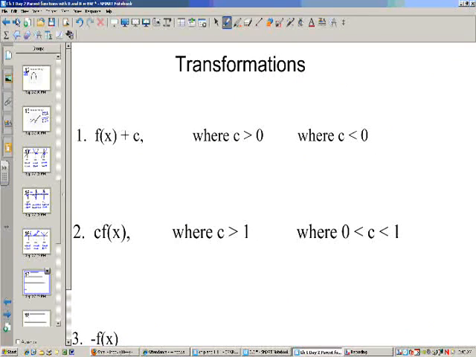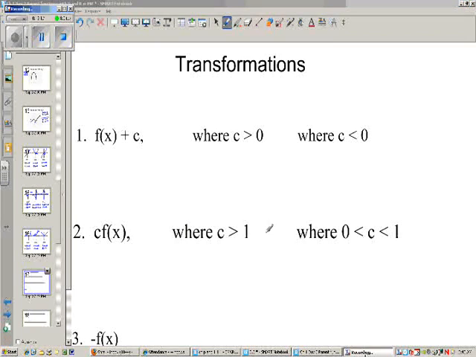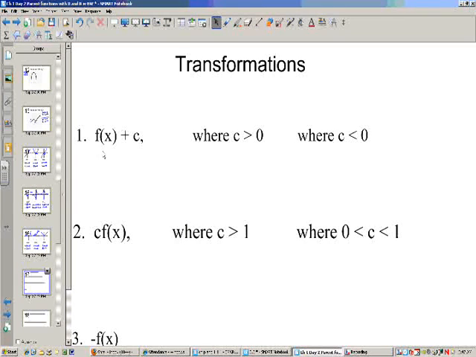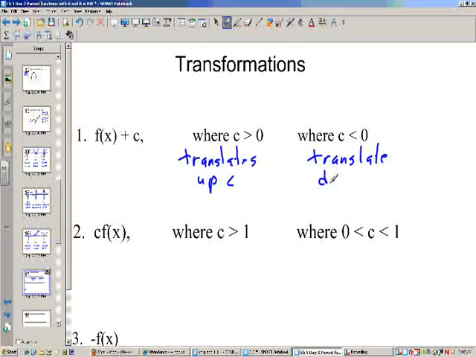All right. Now we're going to look at some transformations. We're going to see what each of these transformations does. All right. If we have a function and we add a value to it, say the value c is greater than 0, say if I have f of x plus 3, that moves the function, it translates the function up c units. Now if it's less than 0, it's going to translate down c units. Now if it is 0, then it doesn't do anything because plus 0 doesn't do anything.